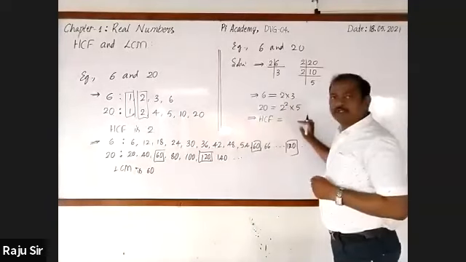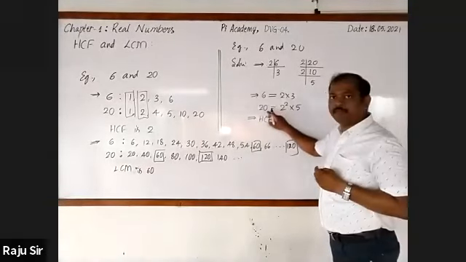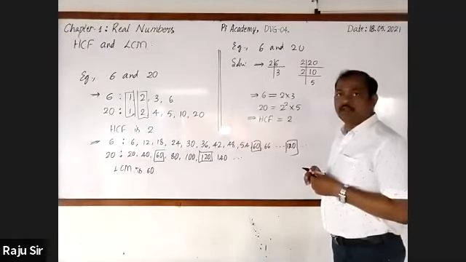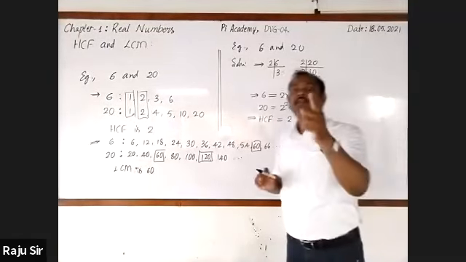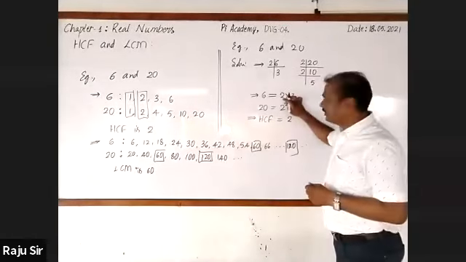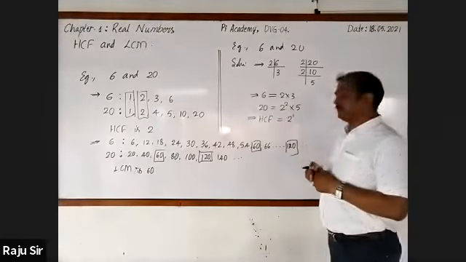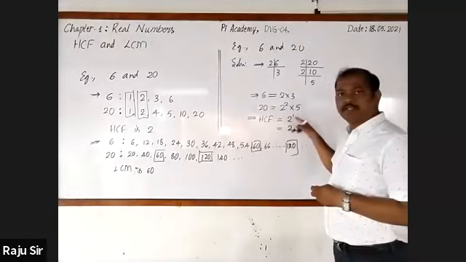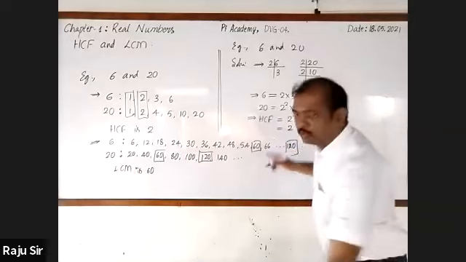What is the common factor of both 6 and 20? It is 2. Only 2 is there. And we will go for taking the least power. Least power of 2 is 1. Hence, its HCF is 2. 2 raised to the power 1 is 2.